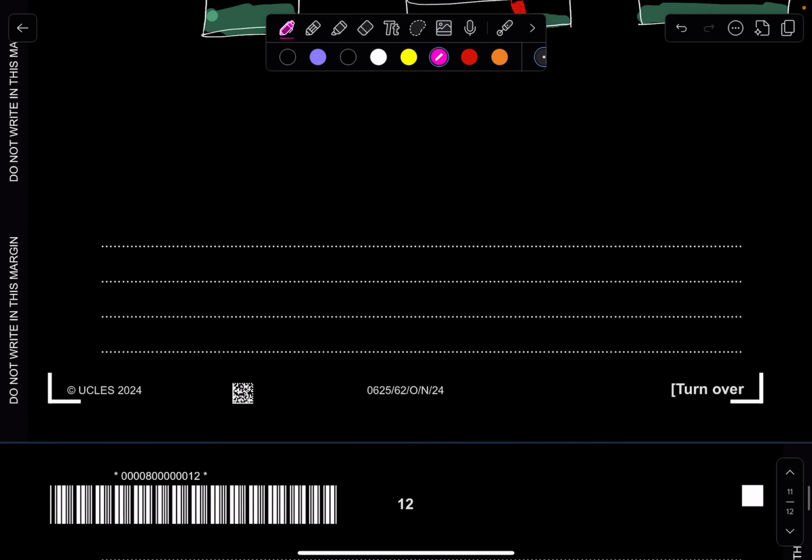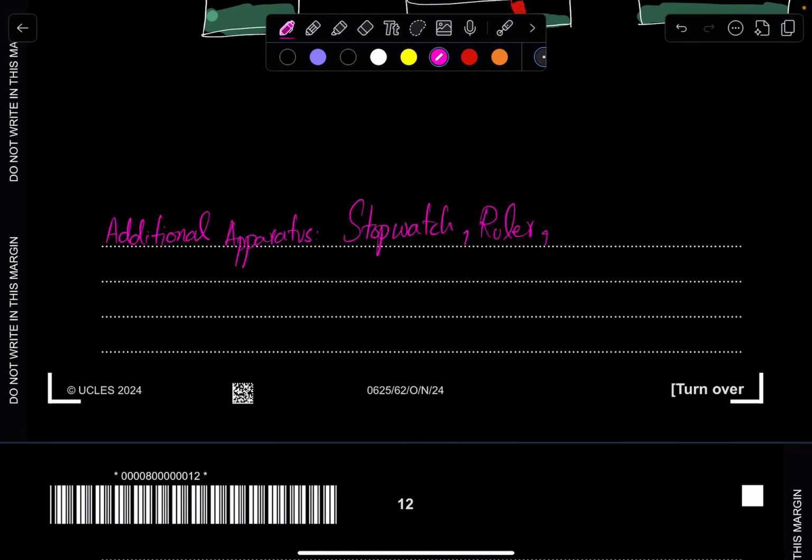Okay, so let's start with the first point, any other apparatus that we need. You can make the heading additional apparatus. First thing we need is a stopwatch, we need a ruler, we need a thermometer. These three things are required.